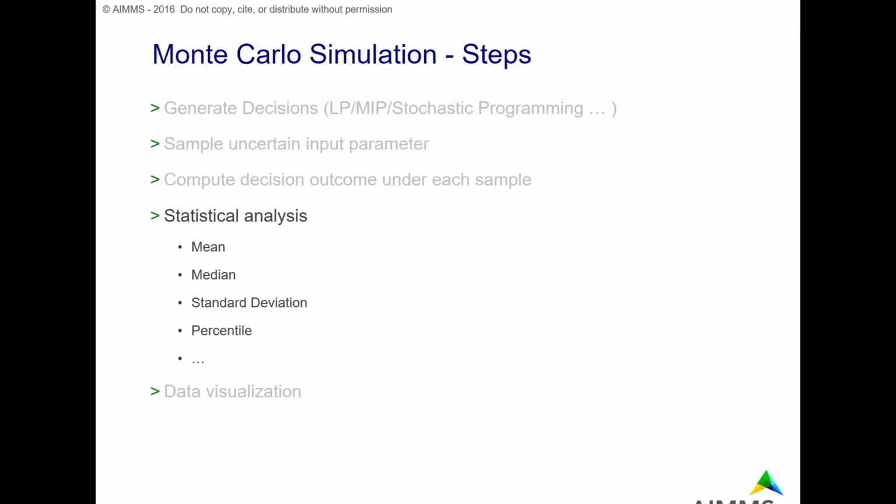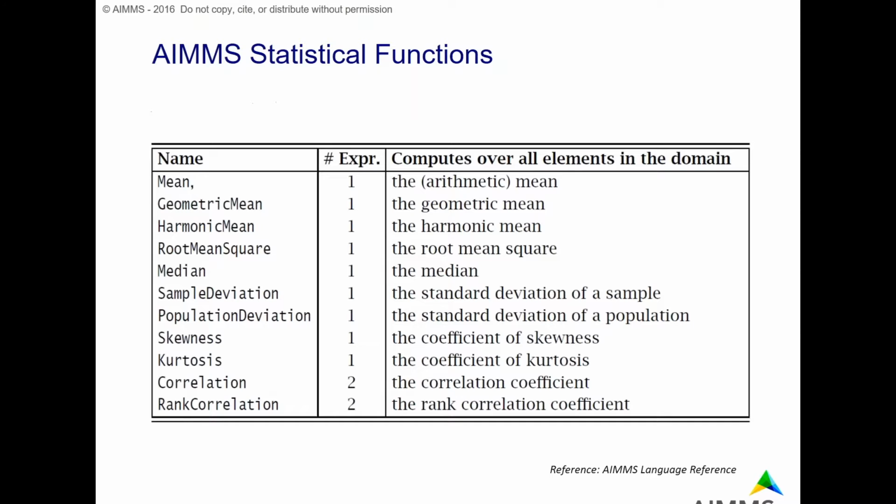And after we get the results stored, we want to do some statistical analysis. Things the user is interested in are the mean value, the median value, standard deviation, and the percentile. In order to do this, AIMMS provides some statistical functions. We list them here. For example, mean, geometric mean, harmonic mean, root mean square. Those are different ways to calculate the mean value of the sample results. And there's median, sample deviation, and population deviation, which are different ways to calculate the deviations.